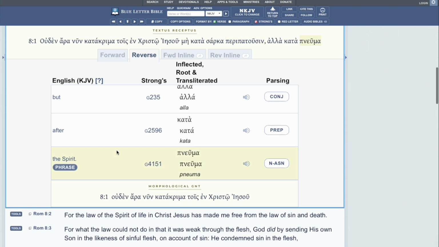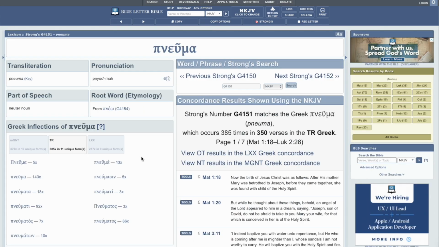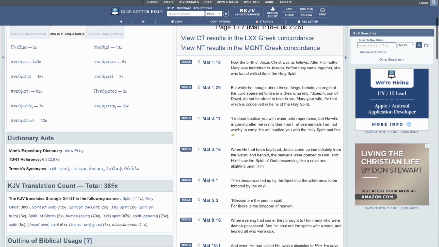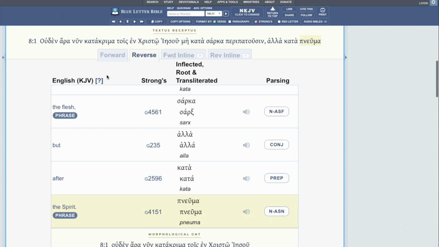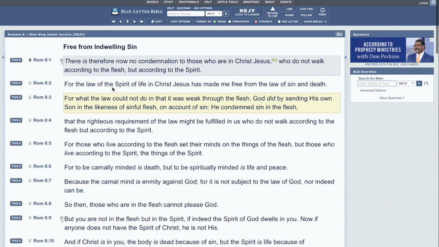Let me go to something else. Let's go to the word spirit, pneuma. I click on that, and it tells me that it is used 385 times. That's still too frequent for me to teach this. Let me get something that's used less than that. Let's find something else here.